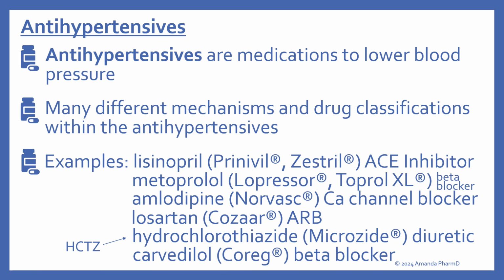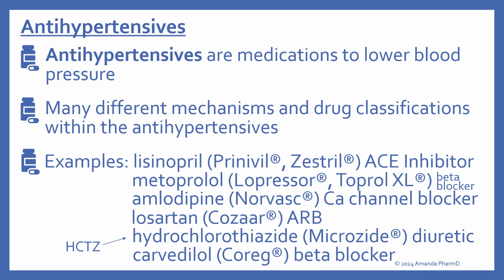Next are the antihypertensives. Antihypertensives are medications to lower blood pressure. There are many different mechanisms and drug classifications within the antihypertensives. Some examples include lisinopril, its brand name is Prinivil or Zestril, and that is an ACE inhibitor. Metoprolol, its brand name is Lopressor or Toprol XL, and that's a beta blocker. Amlodipine, its brand name is Norvasc, it's a calcium channel blocker.